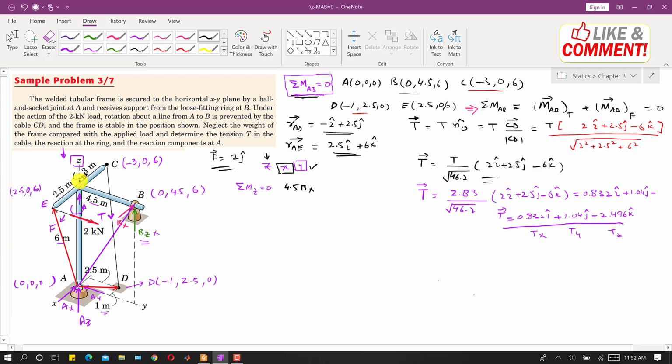And again if we curl our right hand fingers, the thumb will point out in the positive Z direction. So I will write plus, and this will be 2 kilonewton times this 2.5. So I will write 2.5 into 2, and this will be equal to 0. Okay, there is another component as well. So let me draw the components of this tension in the cable as well.